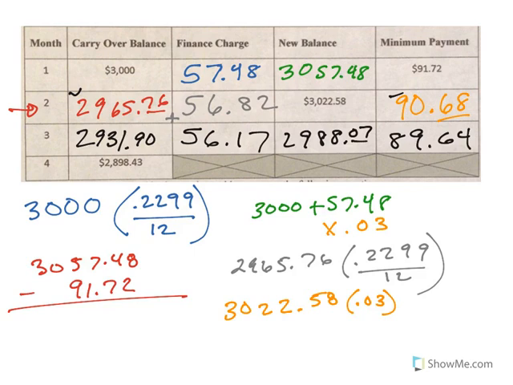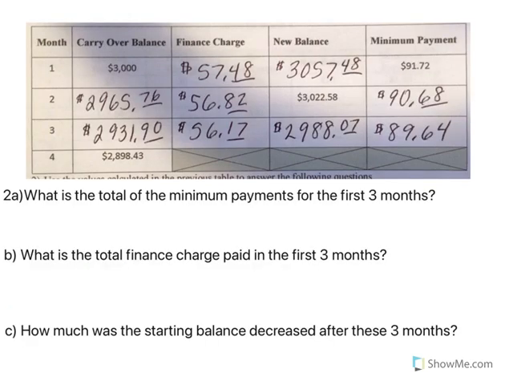Multiply that by 0.03 for $89.64, and new balance minus minimum payment gives me the carryover balance. So now let's play with that. What is the total of the minimum payments for the first 3 months?